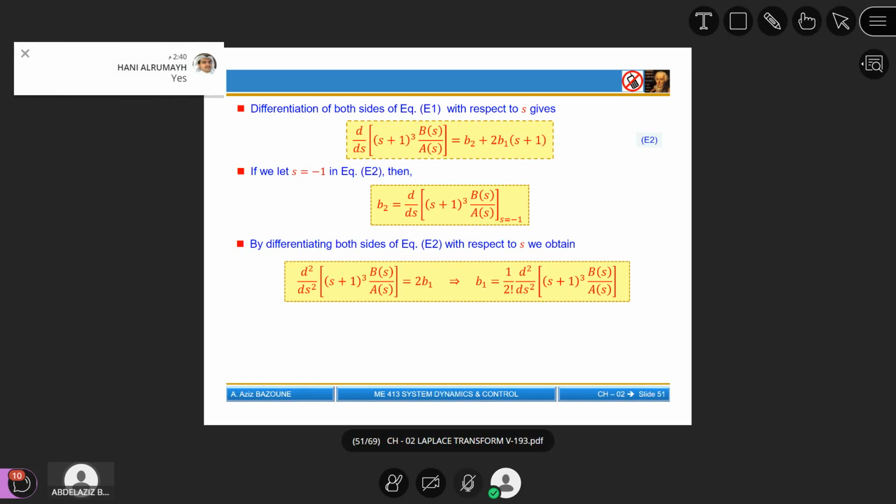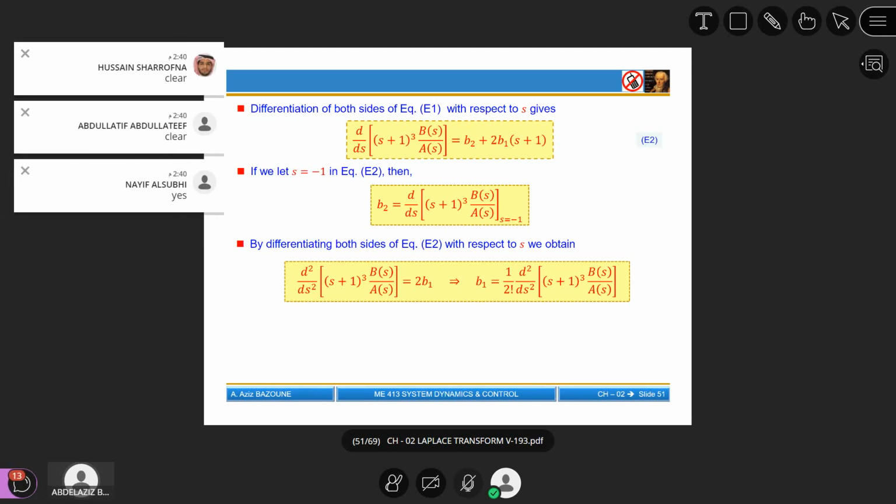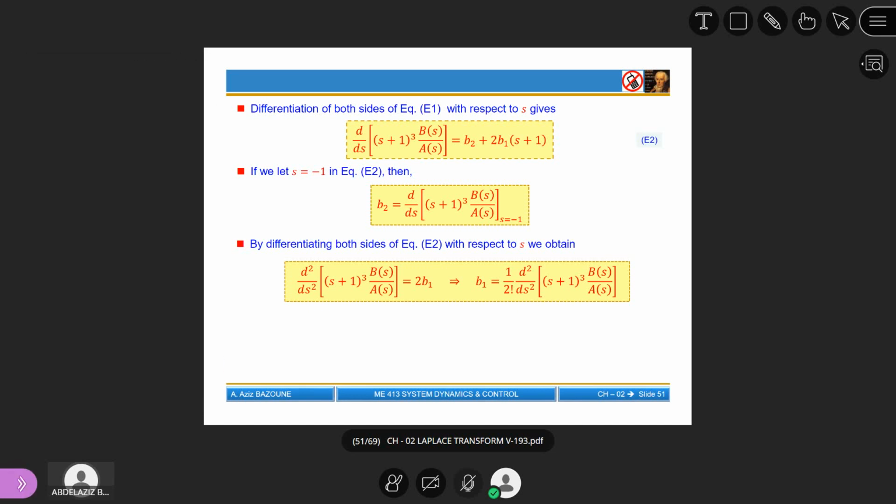Now to find B1, we found B3, if you remember, and we found B2. Now we need to find B1. Just differentiate this with respect to S. If you differentiate this expression with respect to S, we will have D over DS. This will be the second derivative, if you differentiate on the left-hand side.